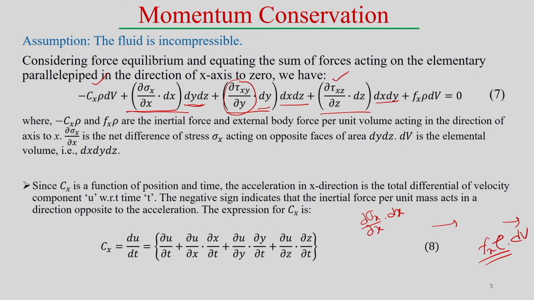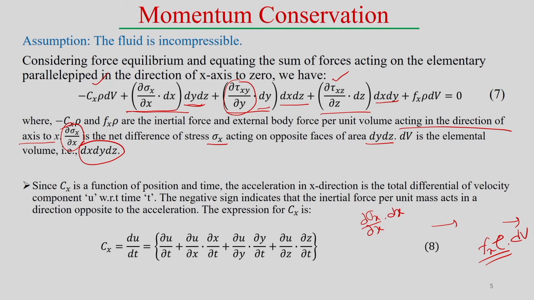Apart from that there may be some inertial forces also, because there is fluid motion. Looking into all these aspects, the changes in terms of stress and strain, we can find the momentum conservation equation, such that per unit volume, acting in the direction normal to the axis, del sigma is the net difference in the stress sigma x acting on opposite faces of the area dy dz. That means normal to the x axis, and dV is the elemental volume, dx dy dz. This is the expression for the momentum conservation equation.